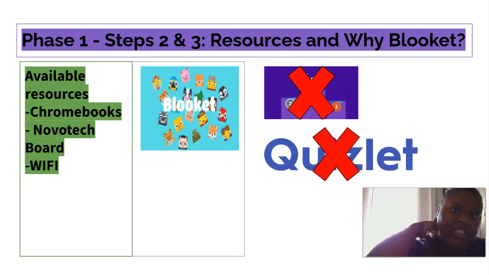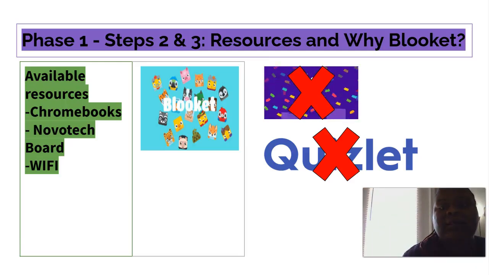In steps 2 and 3, I assessed my resources and explored options. My school has Chromebooks, reliable Wi-Fi, and Novatech boards. I looked at Kahoot, but it requires students to read on their devices, which my kindergartners can't do yet. Quizlet wasn't engaging enough. I chose Blooket because questions appear on the main Novatech so non-readers can play. It has colorful game modes like Racing and Gold Quest that appeal to 5-year-olds, and it gives me instant data on which shapes students are confusing. This offered clear advantages over traditional methods.